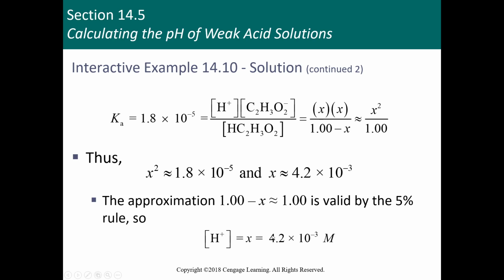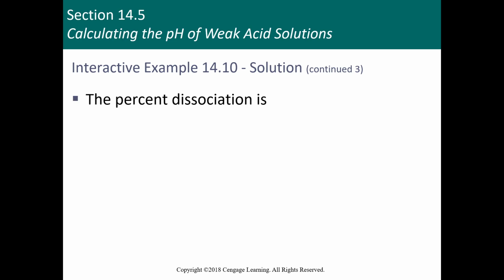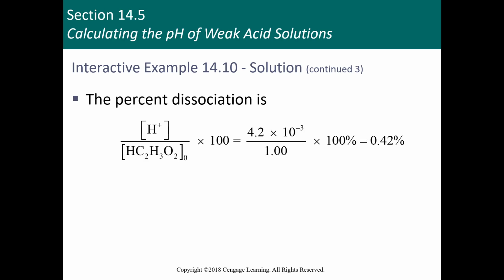Right here you have x again. We figured that out. That's going to be the concentration of H plus. So we already have our value. There you go. That's the concentration of H plus. All right, now we have the concentration of H plus at this point. Now we need to get the percent dissociation. And so what it's going to be is literally the amount that dissociated.